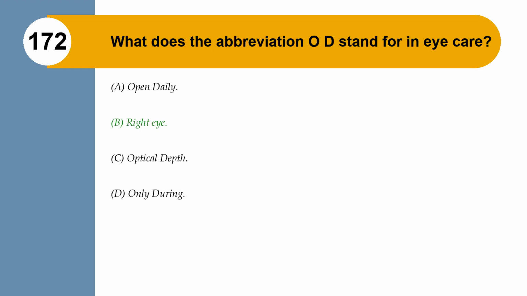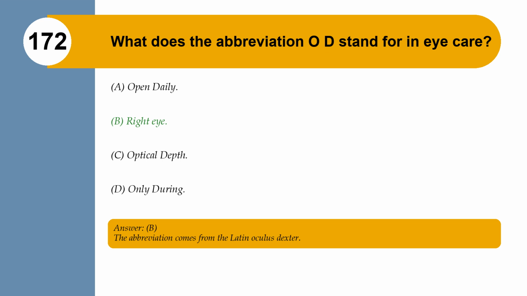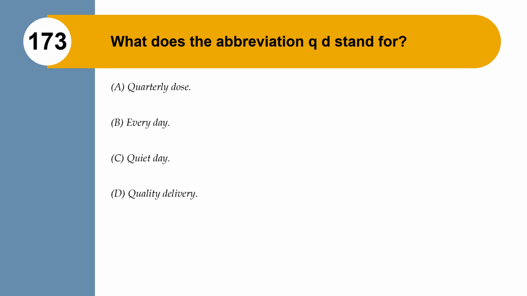The correct answer is option B, right eye. Explanation. The abbreviation comes from the Latin oculus dexter. Question 173. What does the abbreviation QD, every day, stand for? Option A, quarterly dose. Option B, every day. Option C, quiet day. Option D, quality delivery.